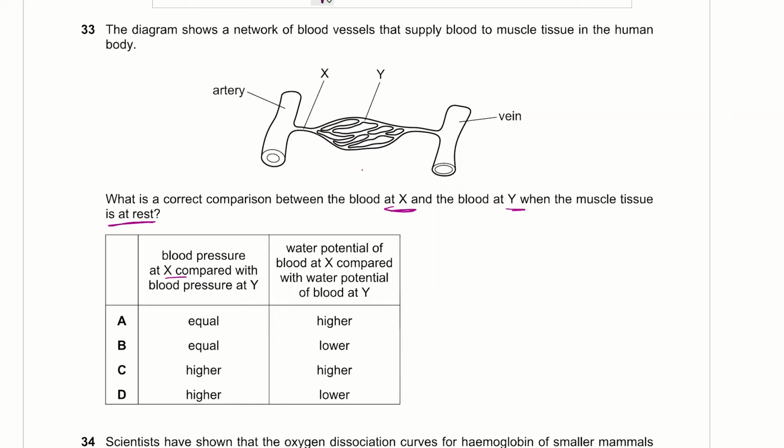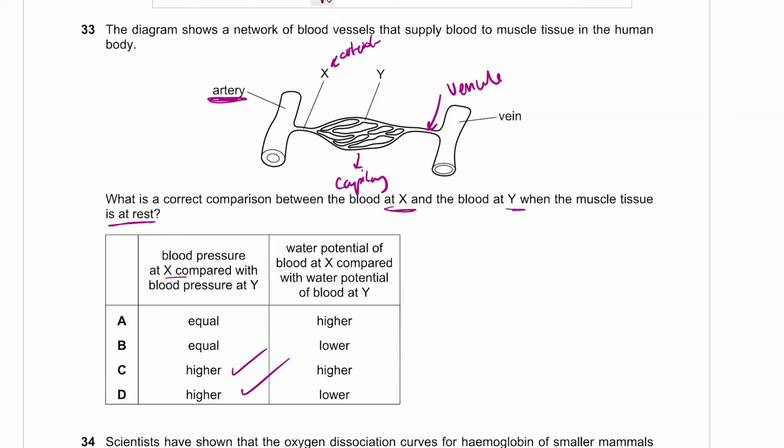First of all, you must identify that this is an arteriole, this is a capillary network, and this is a venule. So the earlier we are on from the artery, or the closer to the heart we are from the arterial side, the higher the blood pressure. Therefore, it's obvious that the blood pressure at X is always higher.